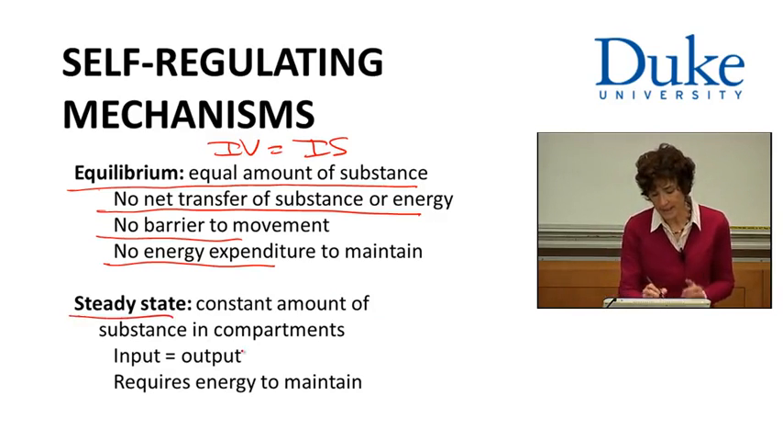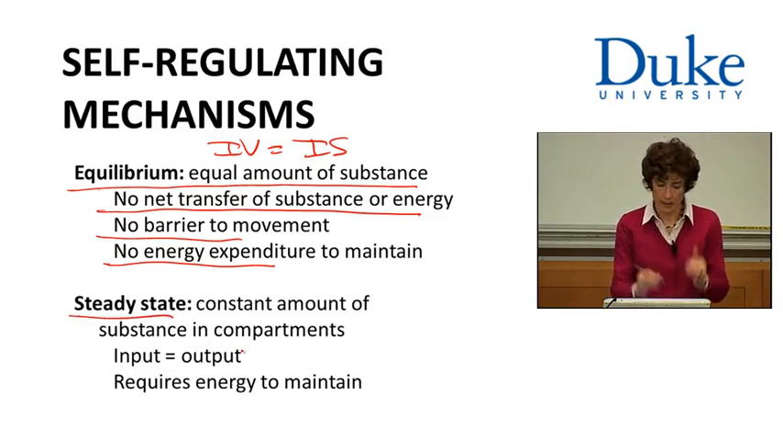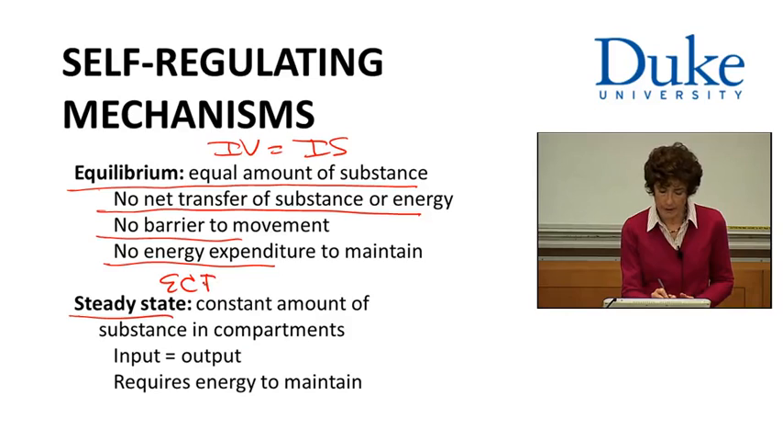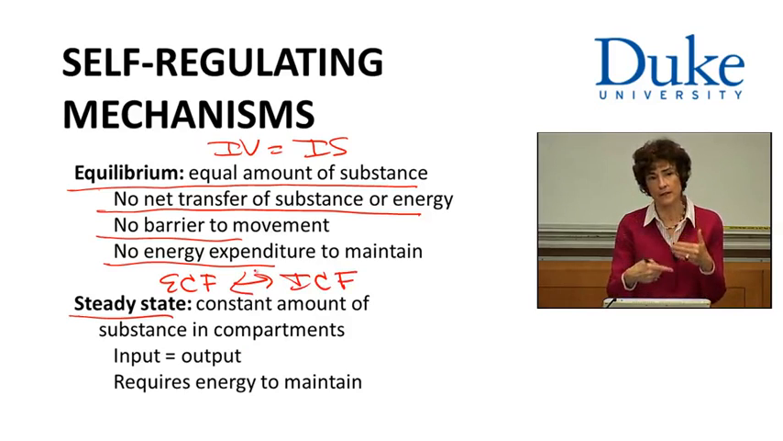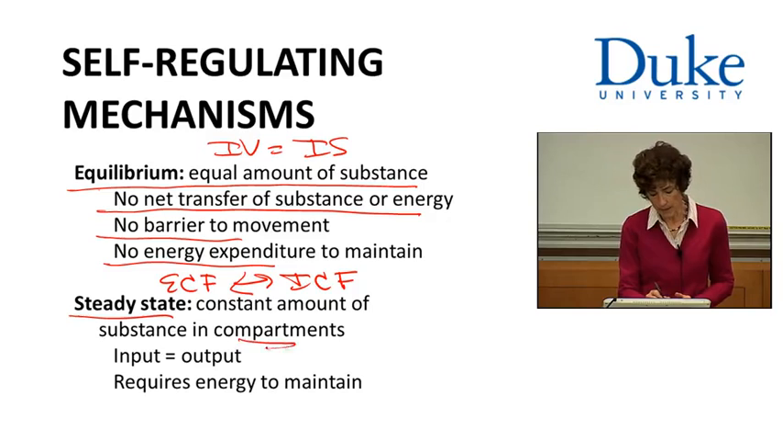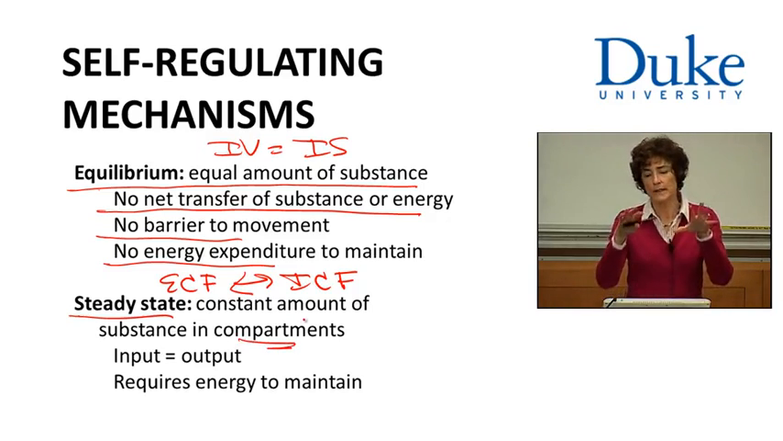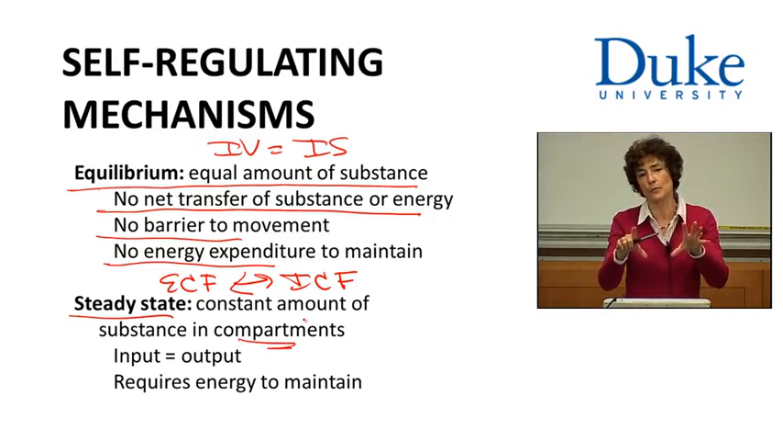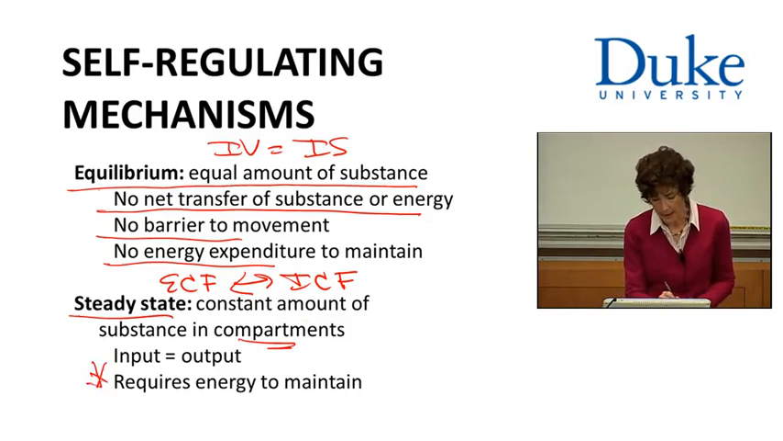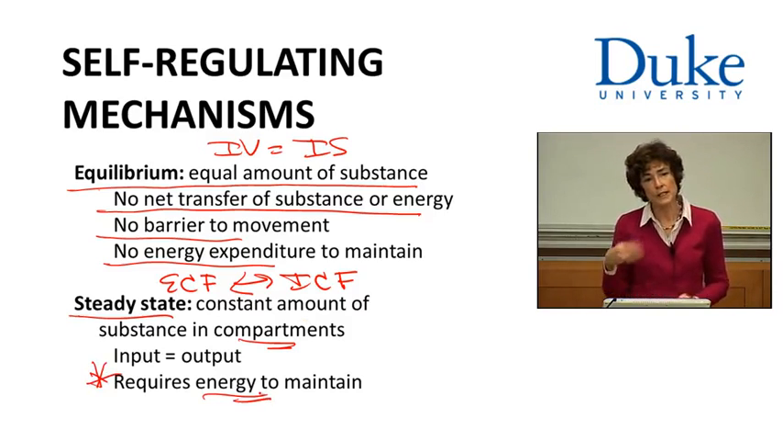In contrast, we have a steady state which is present between our extracellular fluid space and the intracellular fluid space. And here we have a constant amount of substance within the compartments, and the input is going to be equal to the output, but the concentrations within these two compartments can be dissimilar, and this requires energy to maintain. We need to use ATP, the energy of the cells, in order to maintain this gradient between the two compartments.